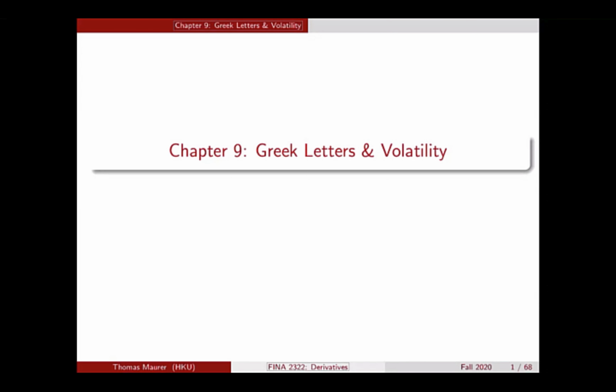In Chapter 9, we look at how the Black-Scholes formula and call and put prices are affected if we change some of the input variables, and we call these the Greek letters of the Black-Scholes formula. And then in the second part of Chapter 9, we are going to focus on the volatility of an underlying asset. We're going to show that this volatility is actually changing through time in the data, and then we talk about how we can adjust the Black-Scholes formula to take this time variation in volatility into account.